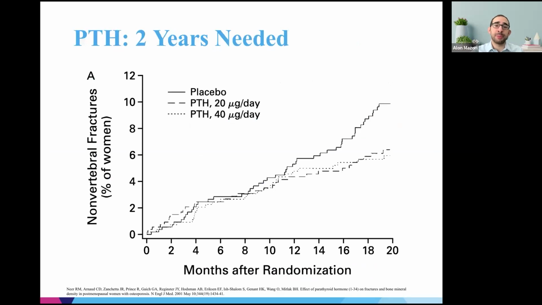What we also note is that because the benefit is cumulative, about 2 years of therapy are needed in order to achieve this relative risk reduction.